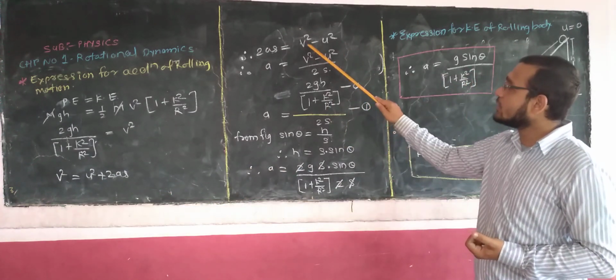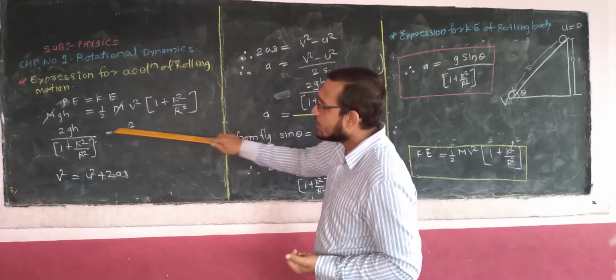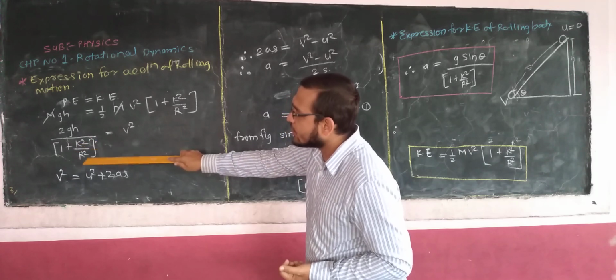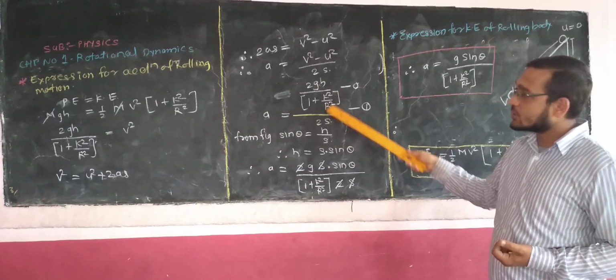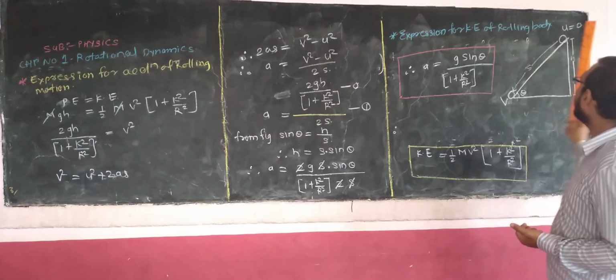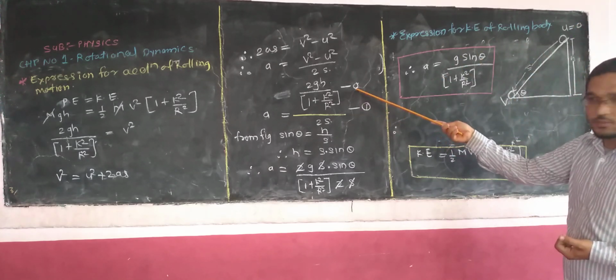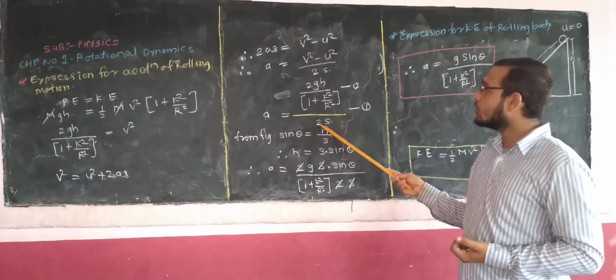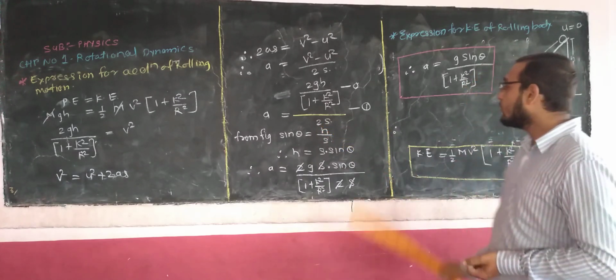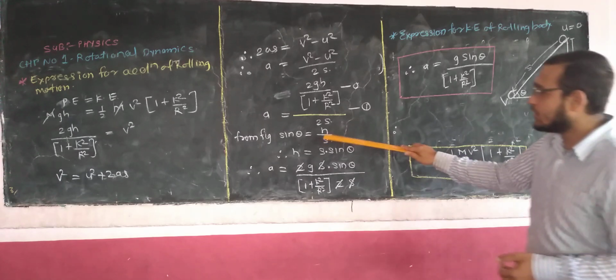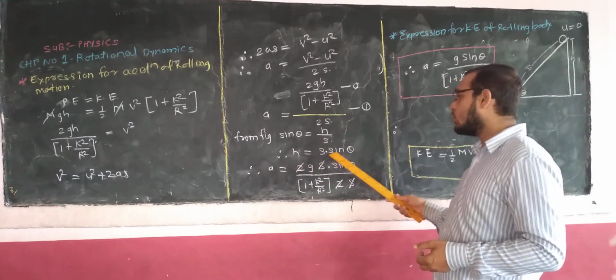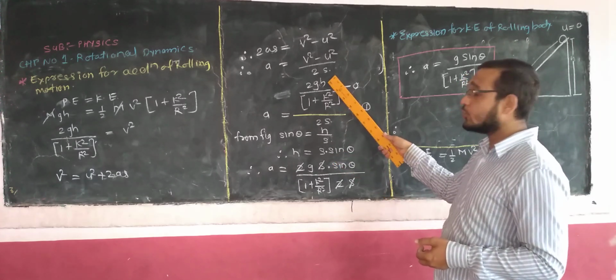Now put the values. What is the value of v square which we have obtained? 2gh upon 1 plus k square upon r square, in place of v square. What is u square? 0. So upon 2s. Now consider the figure again. This is the angle theta. Applying sine theta, opposite upon hypotenuse: the opposite is h and the hypotenuse is s. So sine theta is equal to h upon s. Therefore h is equal to s sine theta.